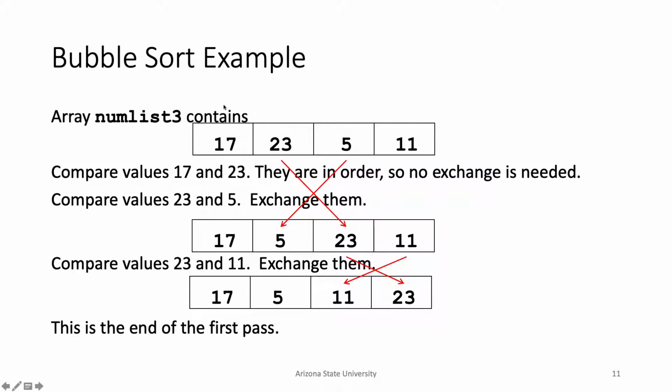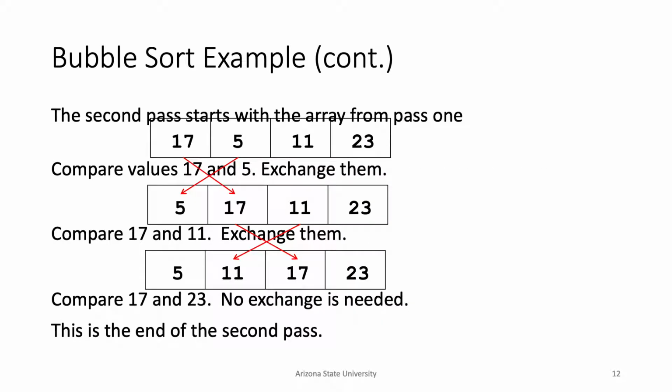So 17 and 23 are okay, but 23 and 5 are not okay because they're in the wrong order. So we swap them. The 23 and 11 now are in the wrong order, so swap them. And now we've made one pass through the array. Since we did make a swap, we're going to make another pass through. So the 17 and 5 are not okay, so we swap. 17 and 11 are not okay, so swap. 17 and 23 are okay, so we don't make a swap there.